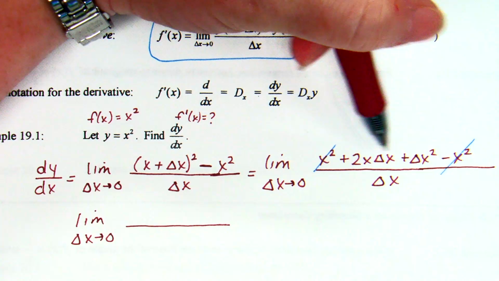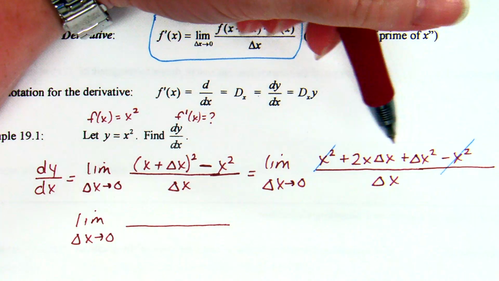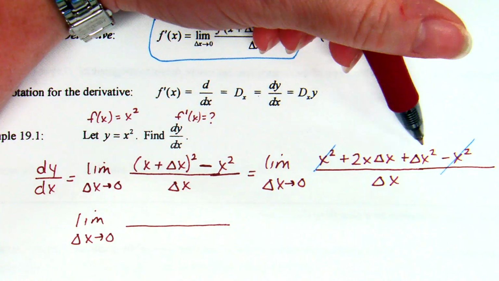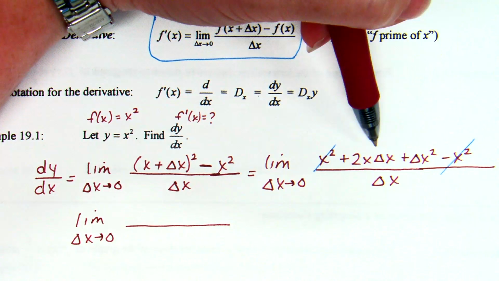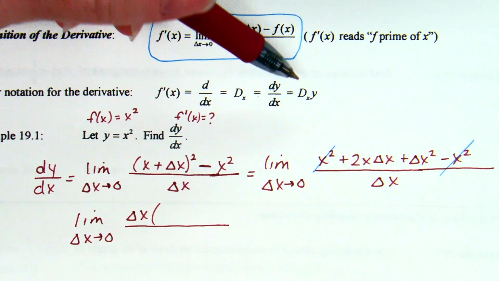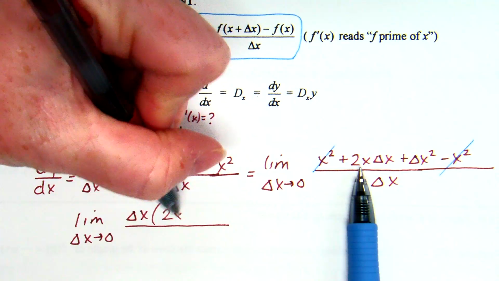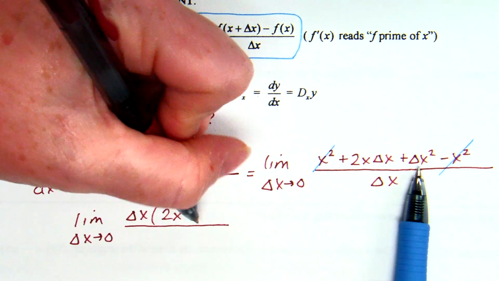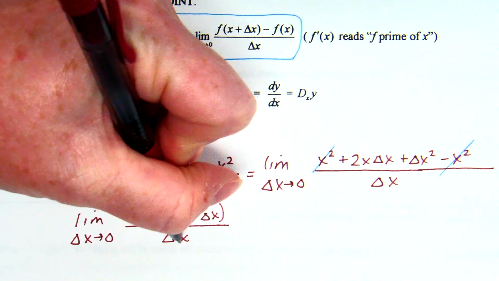Both terms on top have a delta x in common. So common here is to factor out that common factor. That's common notation. So if I factor out a delta x, what remains in parentheses? 2x plus delta x, all divided by delta x.